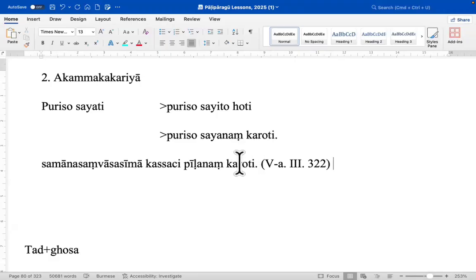So in this case, although there is a karoti, which can have two objects, meaning Vikatikamma, and Vikatikamma is not ditransitive, which has two objects. So this is Vikatikamma. It's like karoti has only one kamma. So Samana Samvasasima, this consecration hall, Pilana means oppression. It makes oppression to someone. So why is there no object? Why here is Kasaji related to Pilana or Kasaji related to karoti?